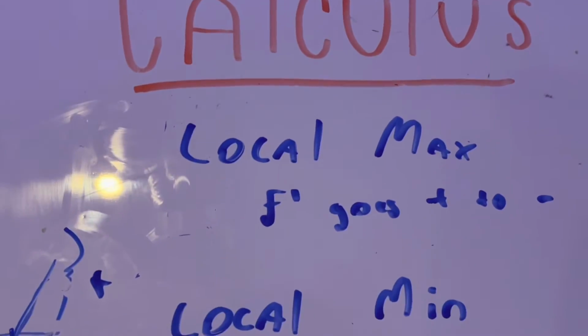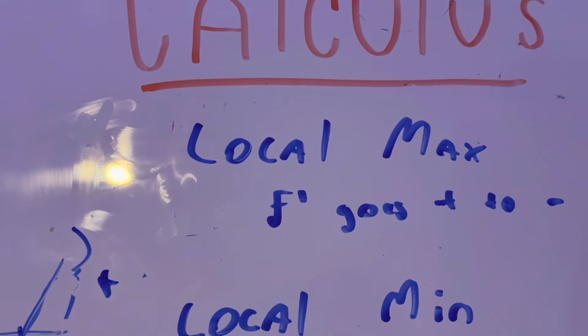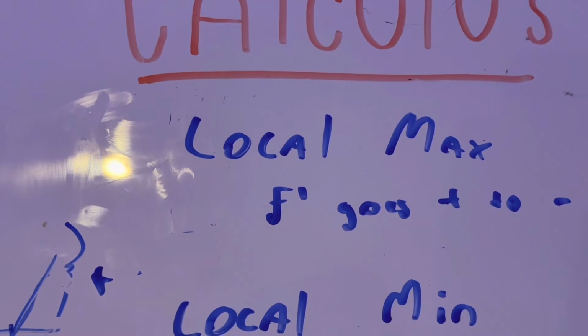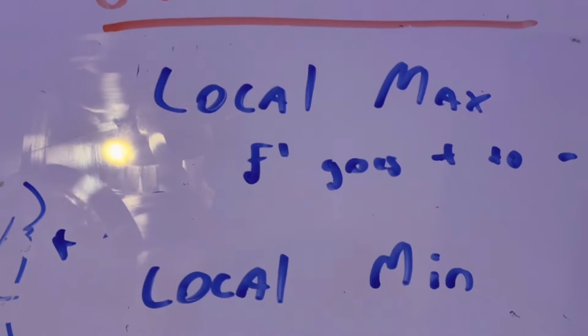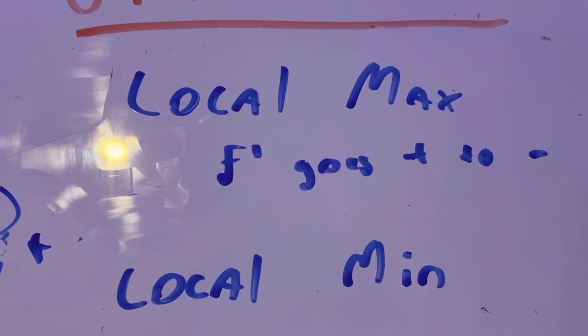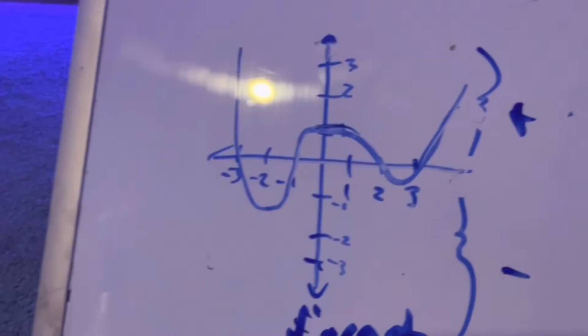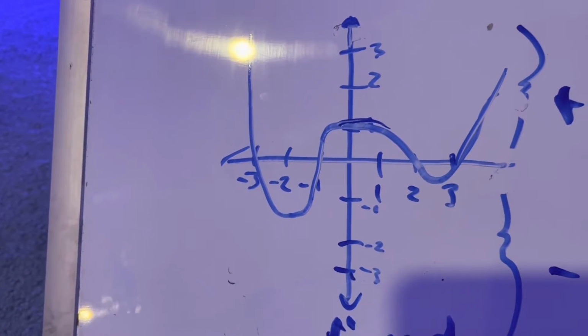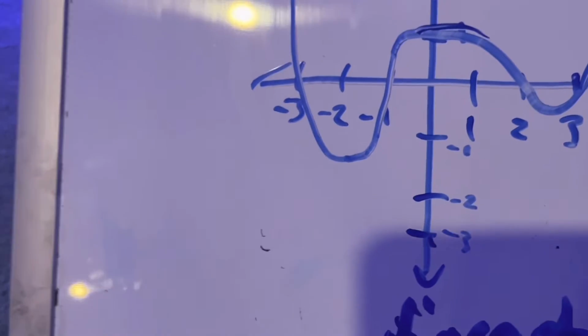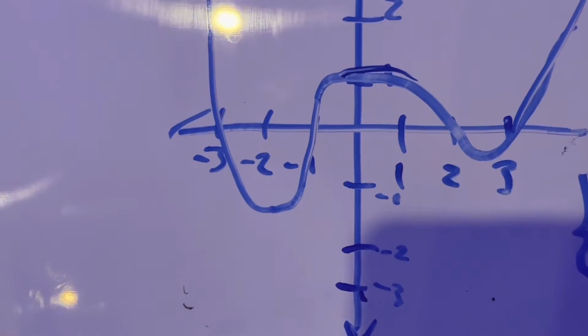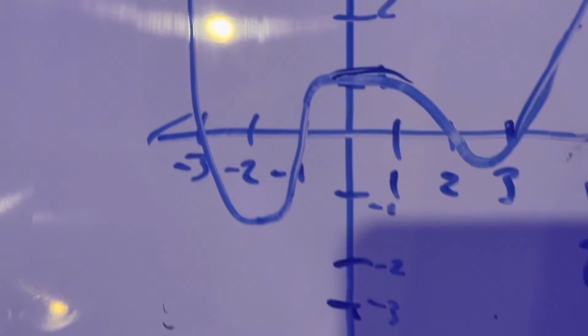Alright, so the next thing we'll be talking about is the local max and local min of an f prime graph. The local max is where a function goes from positive to negative over the x-axis, and vice versa for the local min. So on our graph, we see that we have local maxes at negative 3 and 2, as well as local minimums at negative 1 and 3.